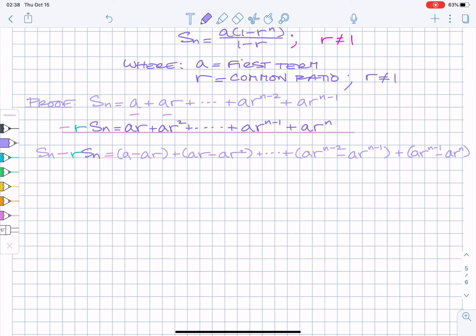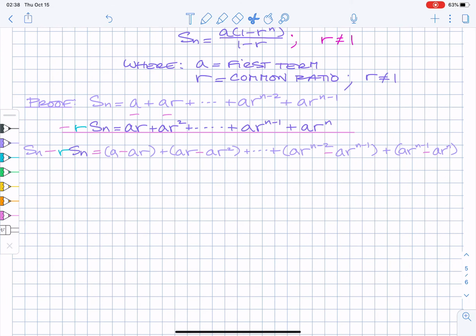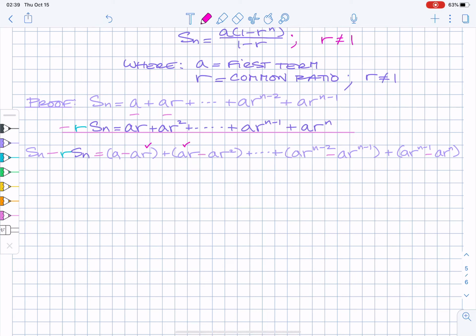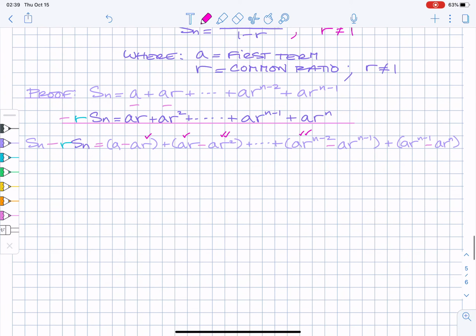Okay. Still don't have enough room. Let me move this just a bit more. Guess it doesn't really matter, but it's driving me crazy. Okay. Do you agree that negative ar and positive ar go away? And if n were 4, this would be ar squared right there. So those middle guys go away. And then ar to the n minus 1 negative and ar to the n minus 1 positive also go away.